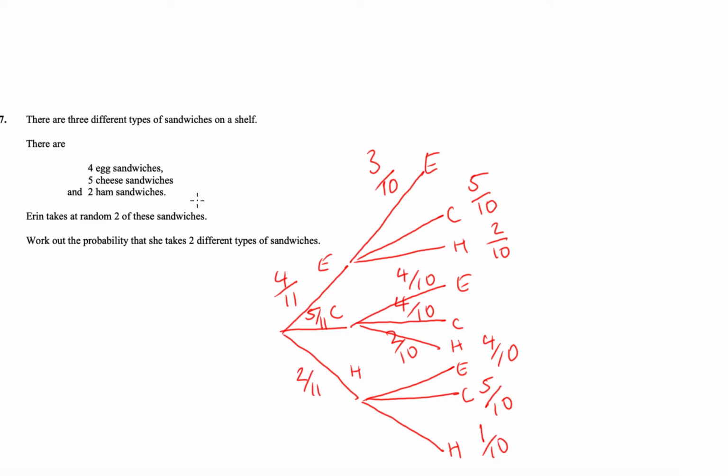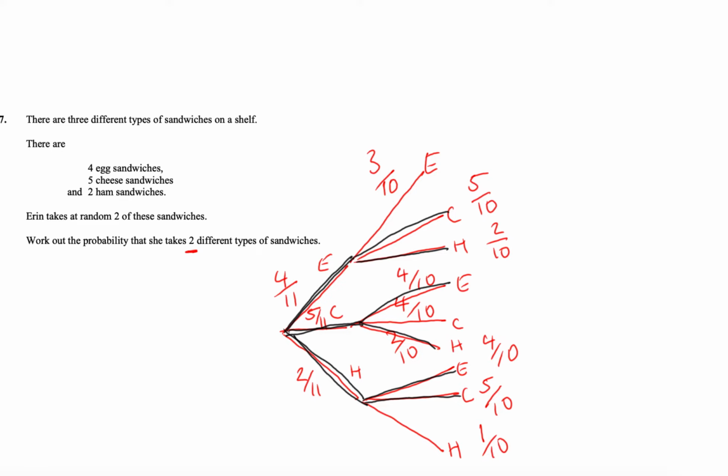Okay, so now work out the probability that she takes 2 different types of sandwiches. What we could do is list all the different ways she could take 2 sandwiches. She could take egg and then cheese, egg and then ham, cheese and then egg, cheese and then ham, ham and then egg, or ham and cheese. There are a lot of different probabilities there, but you can go through one by one and work out each branch individually.